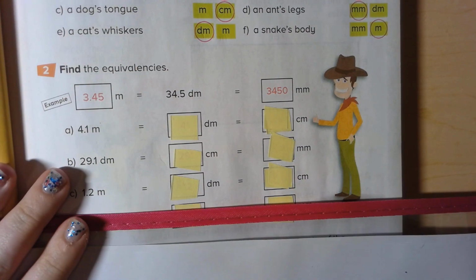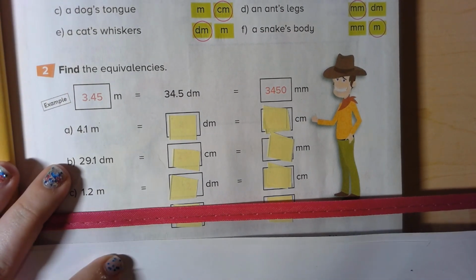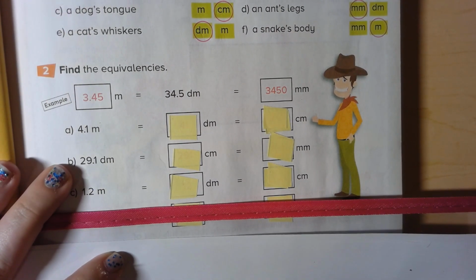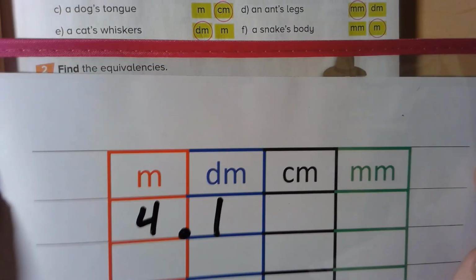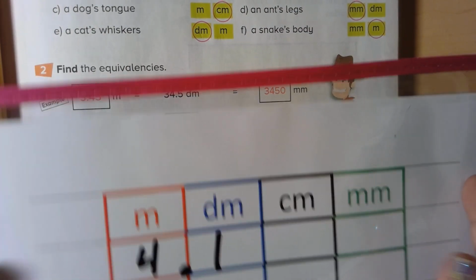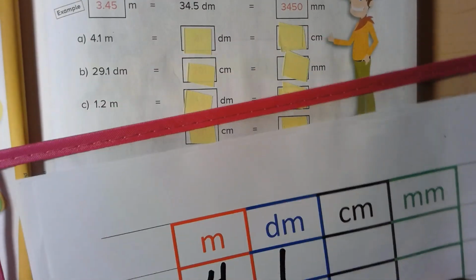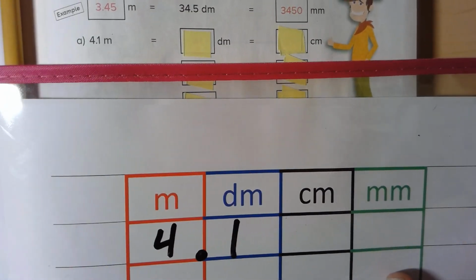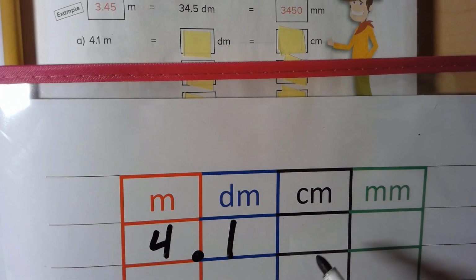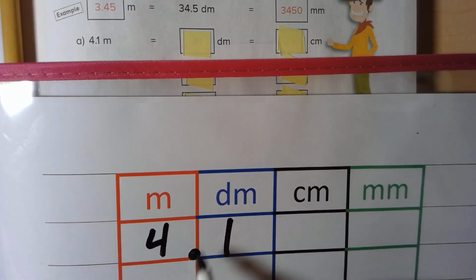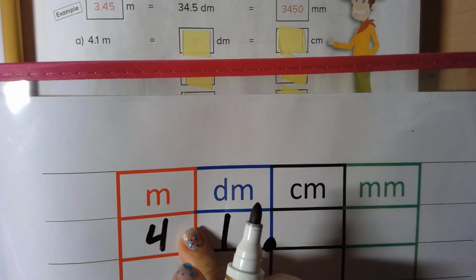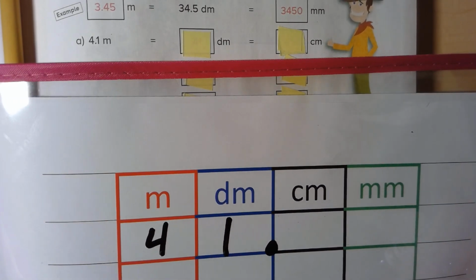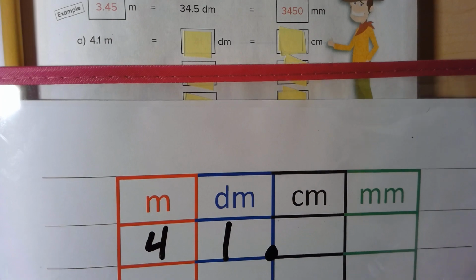So it says 4.1 meter. Maybe if I move this up, you can see. And they want to know how many decimeters that is. So all I have to do is move my decimal point over to decimeters. So how many decimeters? I get 41.